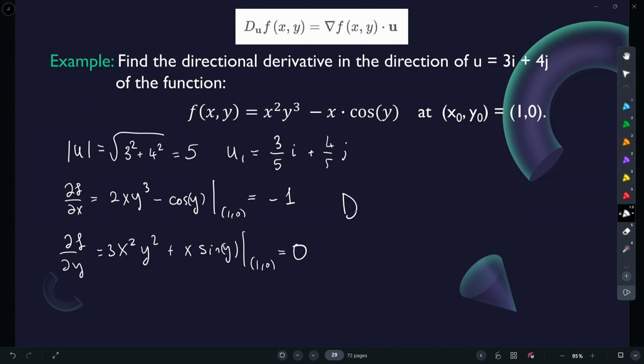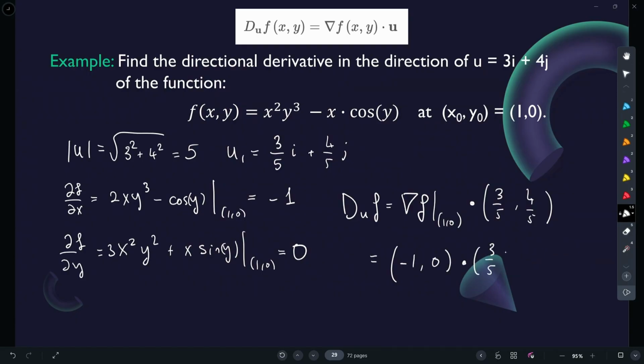So the directional derivative of f will be the gradient vector evaluated at (1, 0), dot product with the vector 3/5, 4/5, which is, I calculated the gradient vector to be (minus 1, 0) at that point, dot product with (3/5, 4/5).